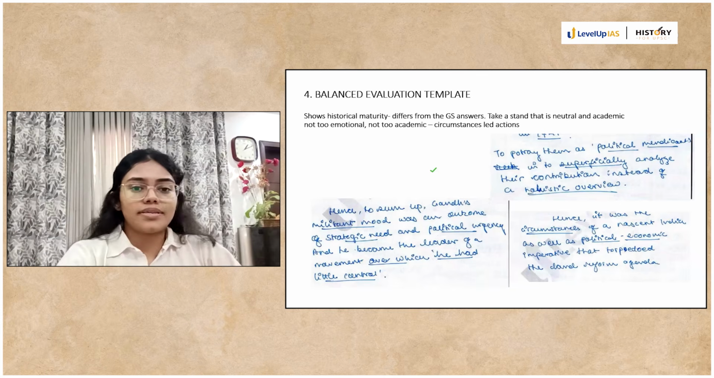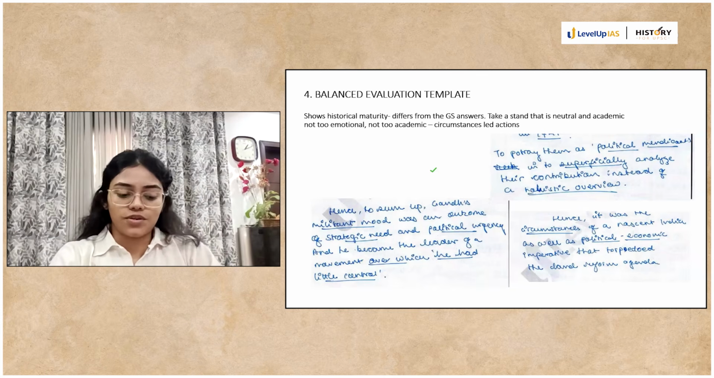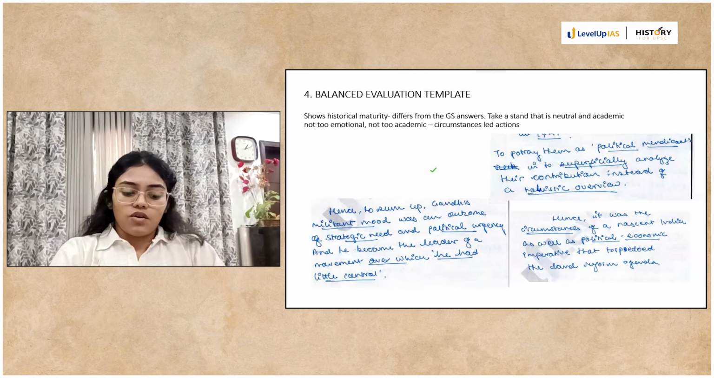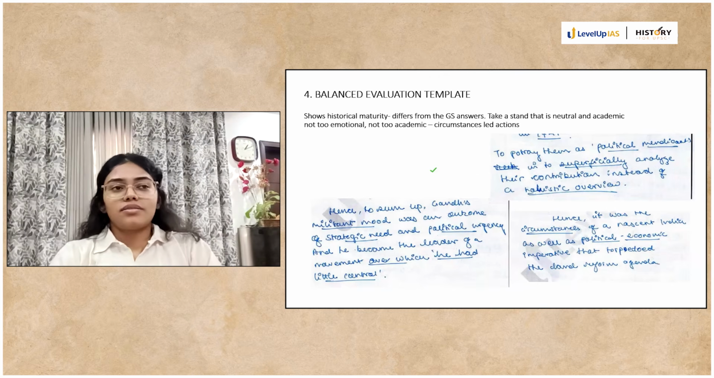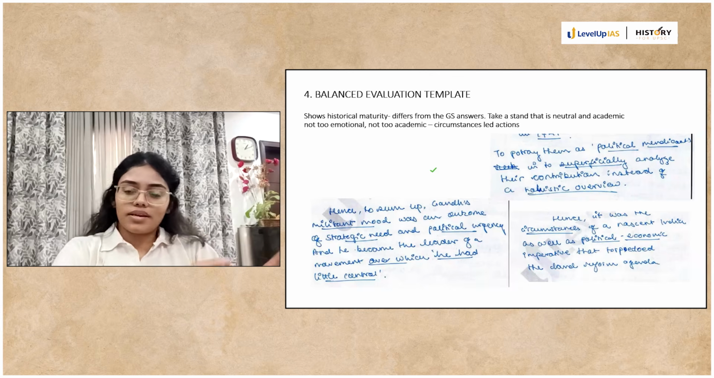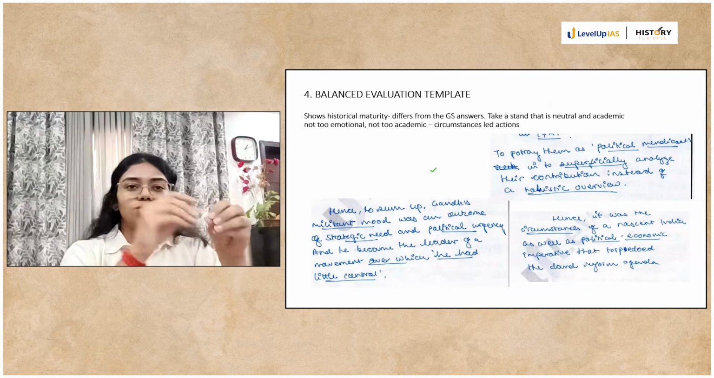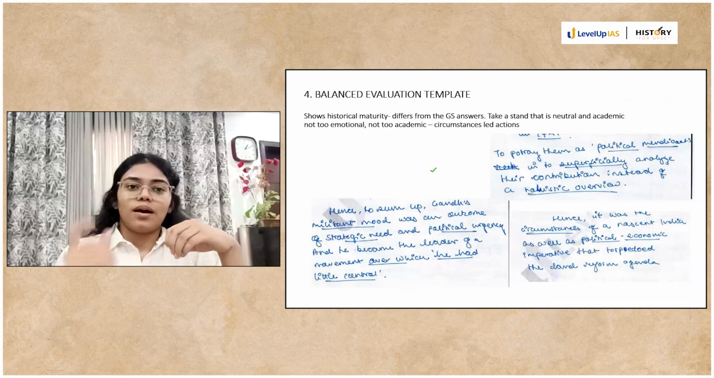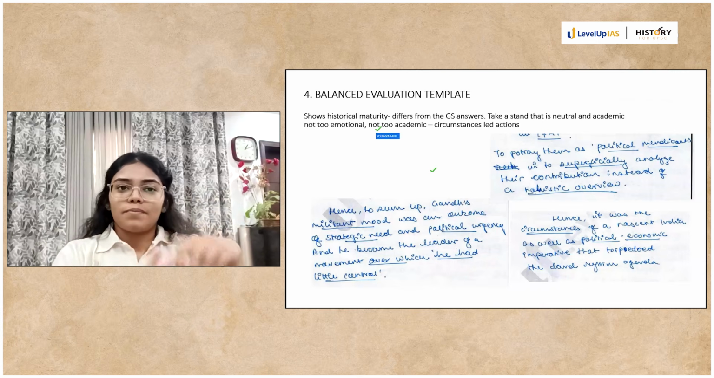Now, the fourth is the balanced evaluation template. A lot of times there are questions where a lot of factors influence one event. Many things happen together that lead to one event. There is no black and white in that question. Sometimes the question remains in the gray area.